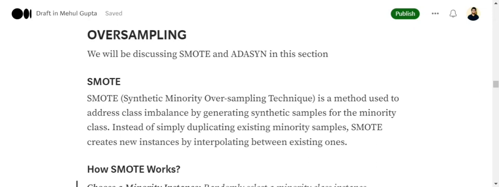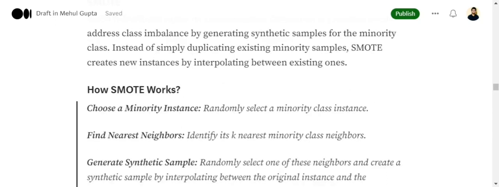So rather than just repeating the data set itself, we would try to generate some synthetic samples using the minority class samples that we already have. And in this, SMOTE helps us a lot. It is a very popular algorithm. Now let's see how it works.